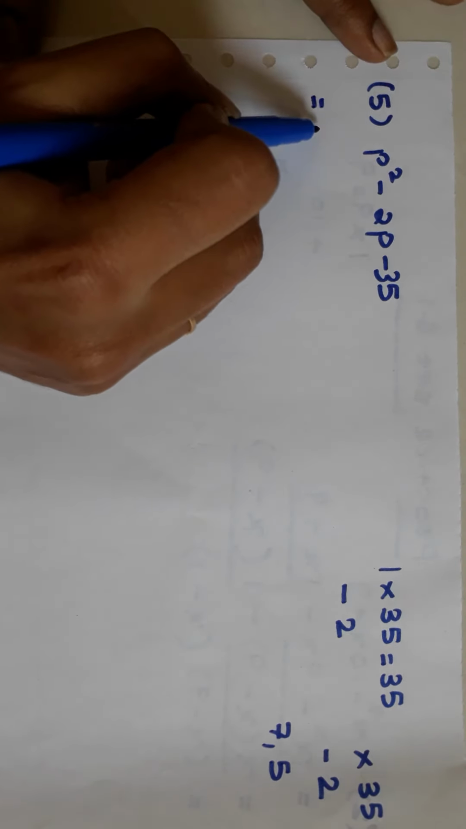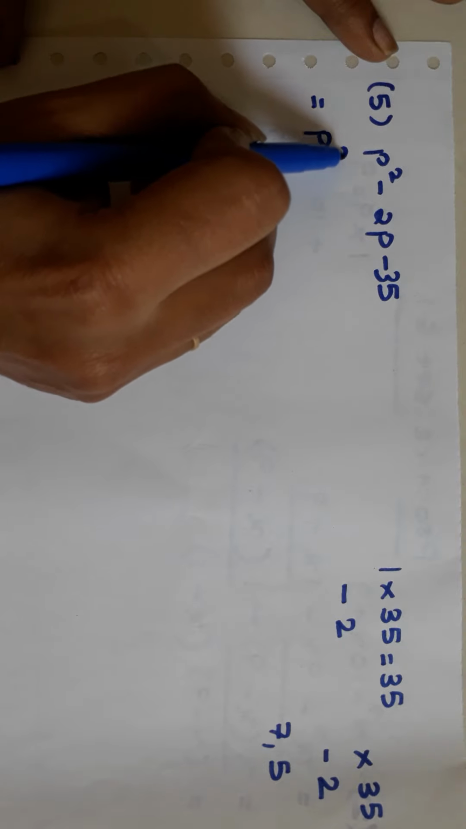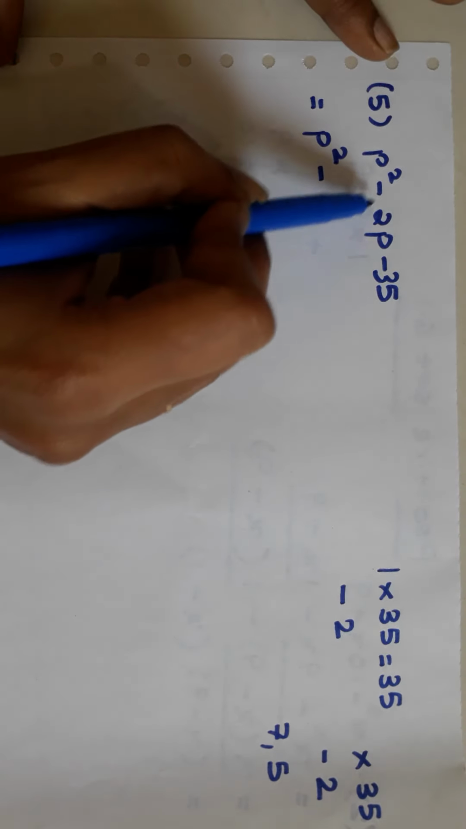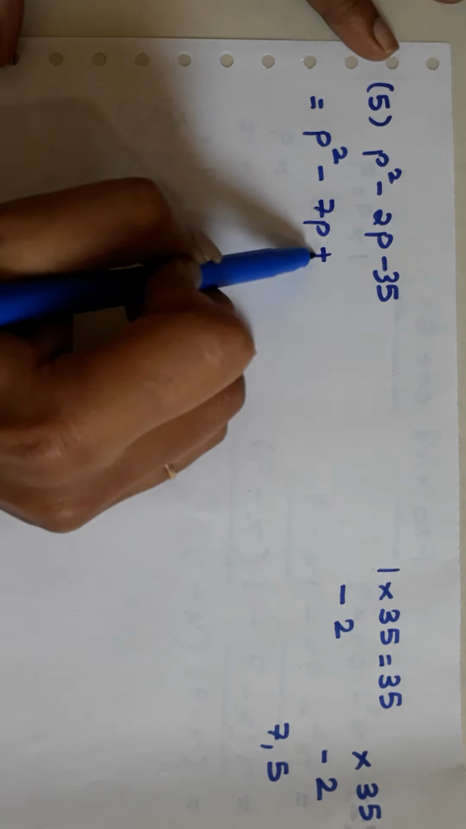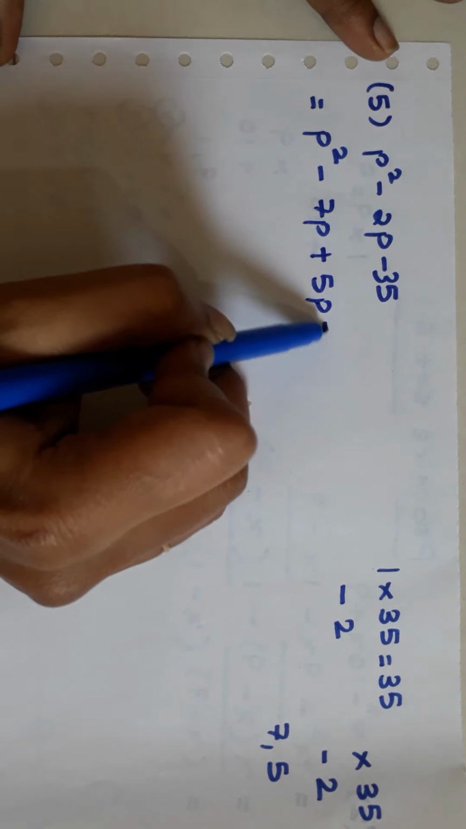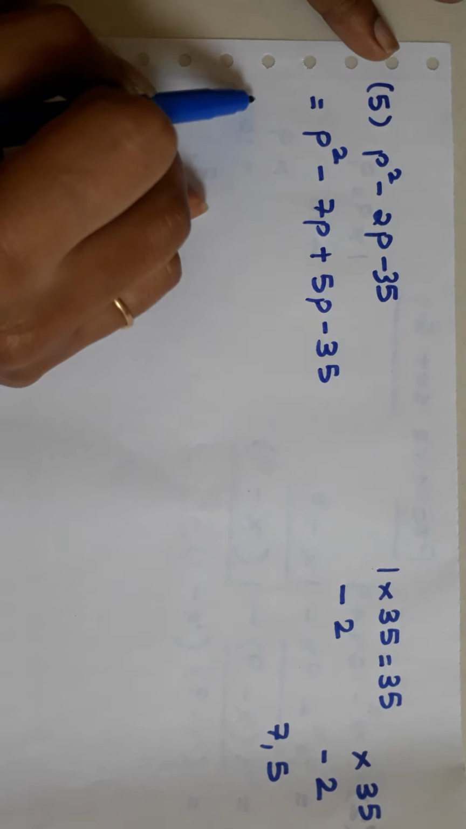So this one is also easy. 7 times 5 is 35 and 7 minus 5 is 2. So the factors are 7 and 5. Split the middle term only and the remaining terms we keep as they are. The bigger of the two numbers is 7, so minus 7p, plus 5p and minus 35 as it is.